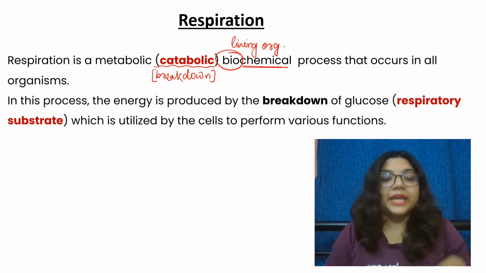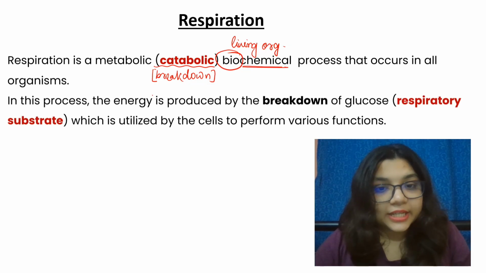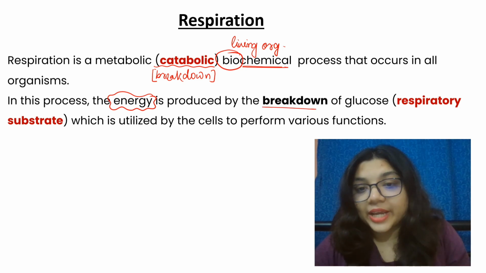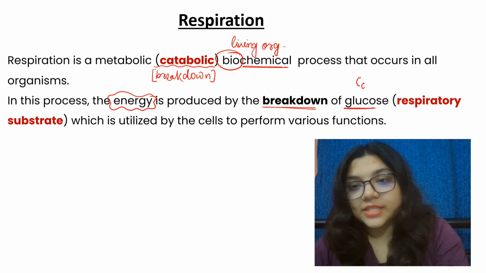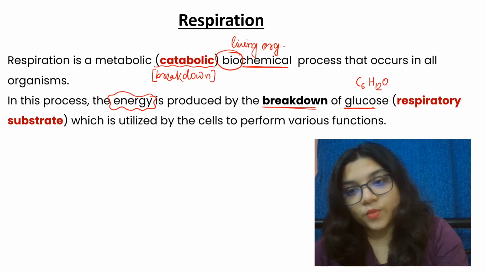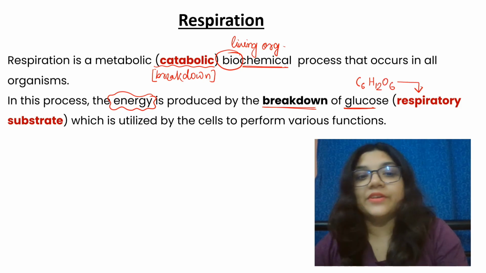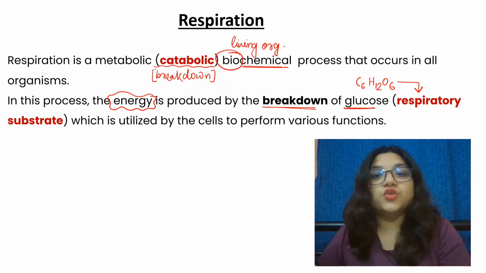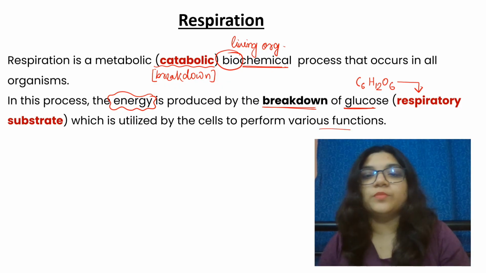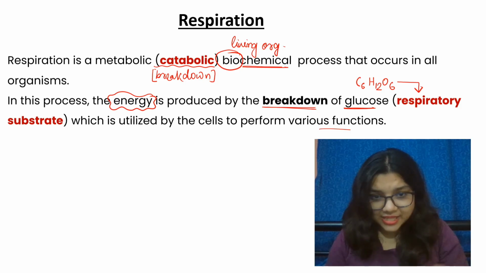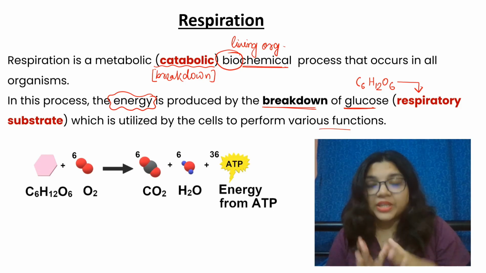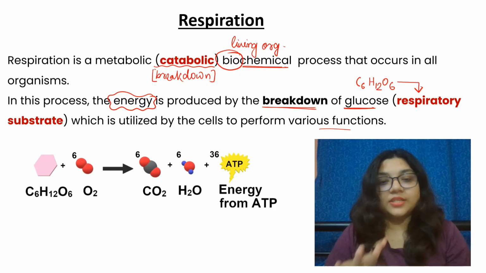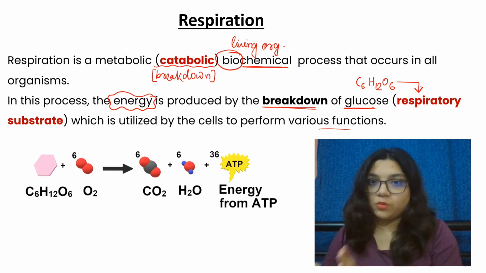Now in this process, the energy that is produced, so energy is a major product, is produced by the breakdown of glucose. Glucose has the chemical formula C6H12O6 and it is known as the respiratory substrate, that is, the substance on which respiration occurs. The breakdown of glucose is utilized by the cells to perform various functions. This is an example of one type of respiration, the aerobic one, that is, oxygen acts on glucose and breaks it down to CO2, H2O and a certain amount of energy.